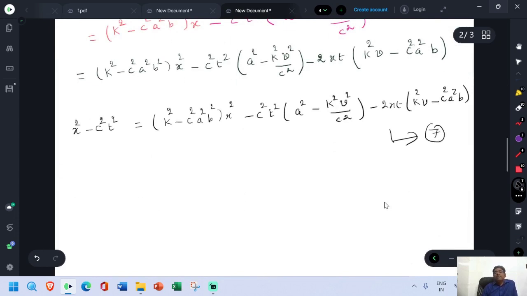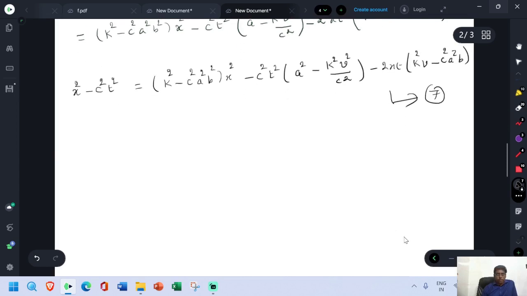Now equating the coefficients of x square, then c square t square and this 2xt term. On equating the coefficient of x square, on equating the coefficient of x square on both sides.